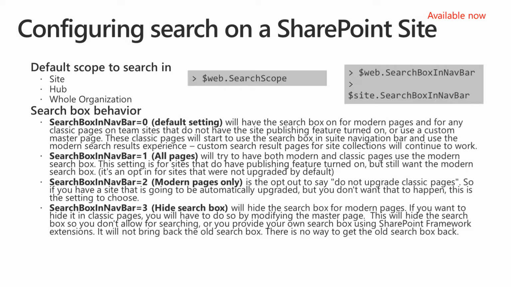And it will be an opt-in into the modern experience for those cases. The number 2 option is an opt-out. So if you're in a team site, you're using classic pages, but you're not using the publishing feature at the site level, and you don't have a custom master page, and you want to make sure that you continue to use the classic experience, this is your opt-out.